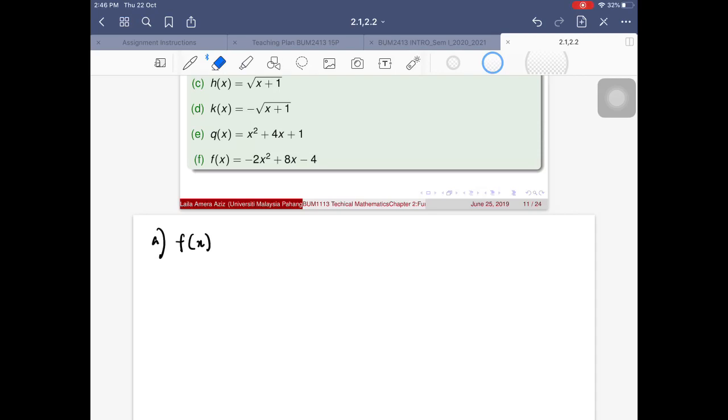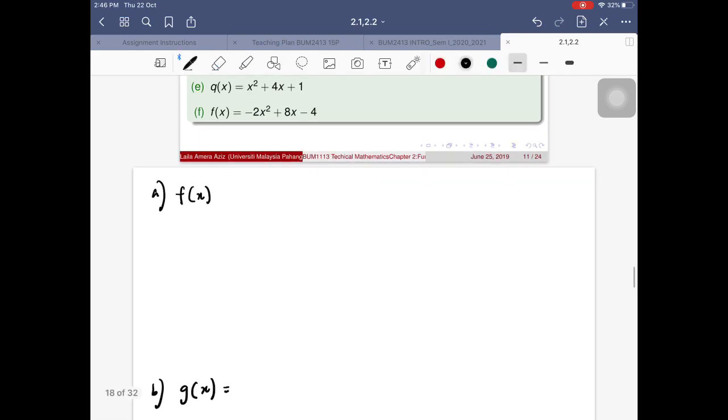Okay, let's start with the example. Hopefully, when you have a look at the example, it will help you understand better how to find the domain and range for the functions given. So let's start with A, for which you have f of x is equal to 3 minus 3x.